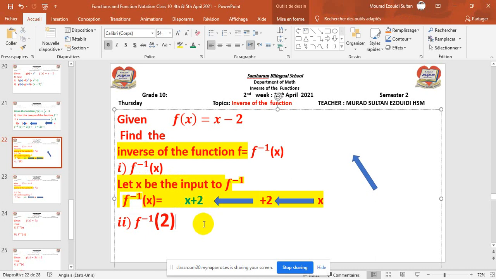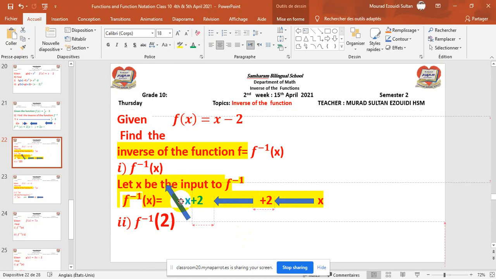Hurry up, please, writing this. I will clarify your idea just after finishing writing, okay? Can I move to the second slide? Yes. Okay, so let's be familiar with this kind of function. Our function is x minus 2. To find the inverse of the function, which has the symbol f negative 1 of x, read as the inverse function of x, first of all, you should write: let x be the input to f minus 1.